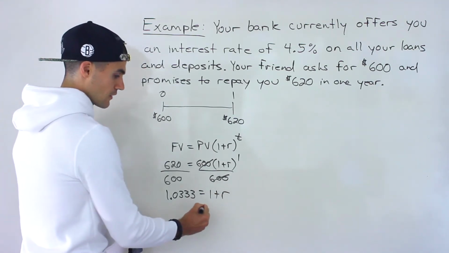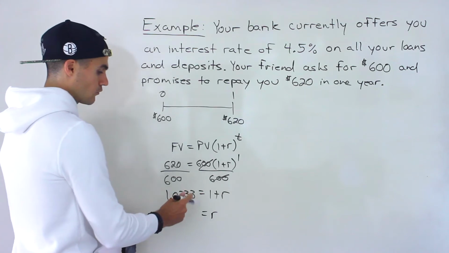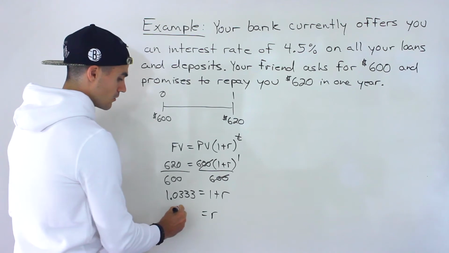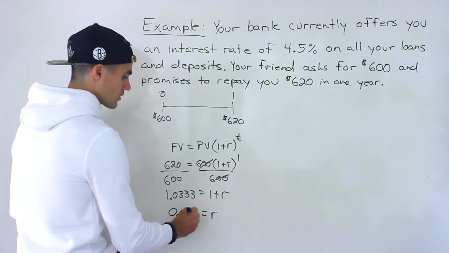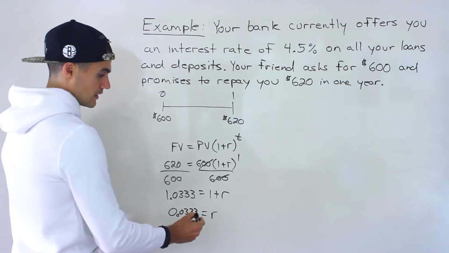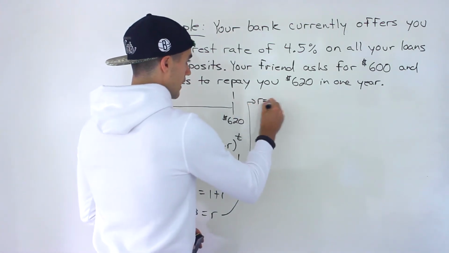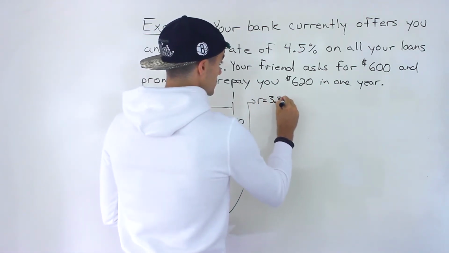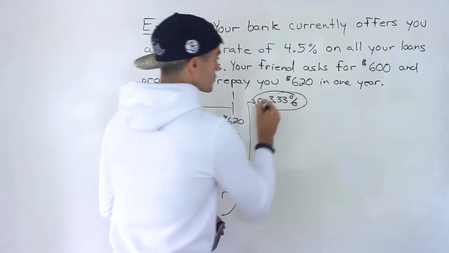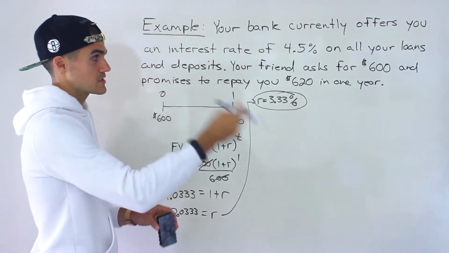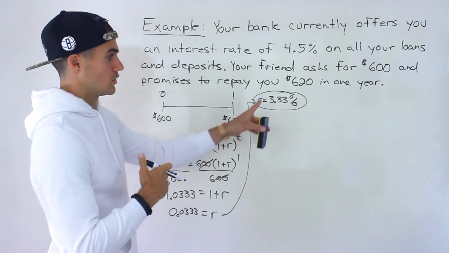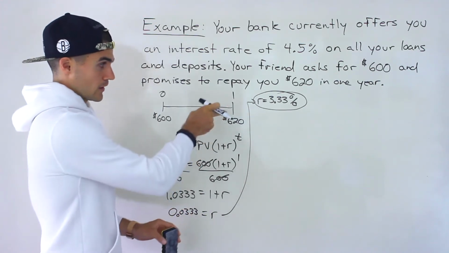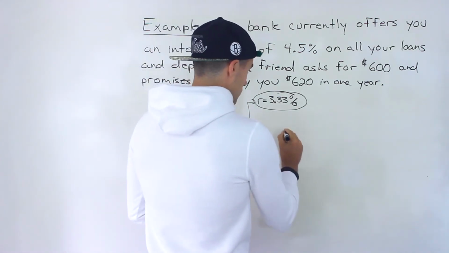And now notice, very easy, we can isolate for this r, bring the 1 over. 1.0333 minus 1 would give us 0.0333. And this is in decimals here. And so when we take that, multiply it by 100 to change it to percentages, we would end up with 3.33%. So that is the interest rate that your friend is offering. If you lend them 600, they repay you 620, you're going to make 3.33% interest. Now, if you wanted to get this with the financial calculator, this is how you do it algebraically.